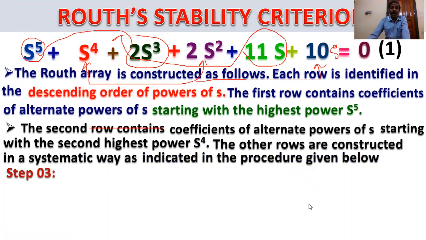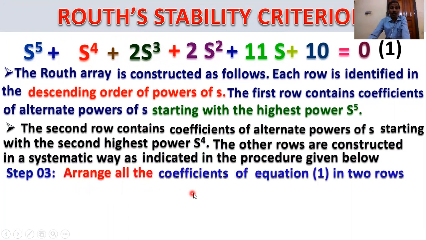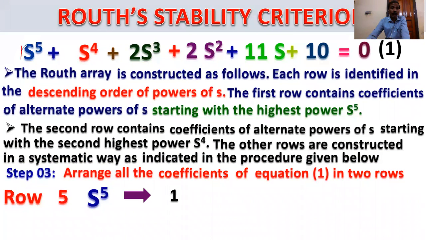So these are the sufficient conditions. What is the sufficient condition? Construct the rows: arrange all the coefficients of equation 1 in 2 rows. Row 5, or s to the power 5, has the coefficient 1, then the alternate coefficients 2 for s cubed, and then 11. So the first row is 1, 2, and 11.